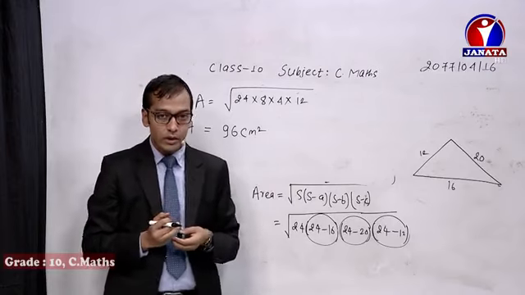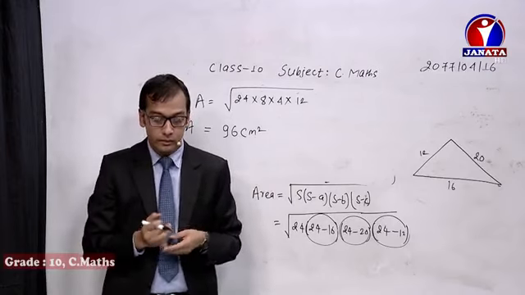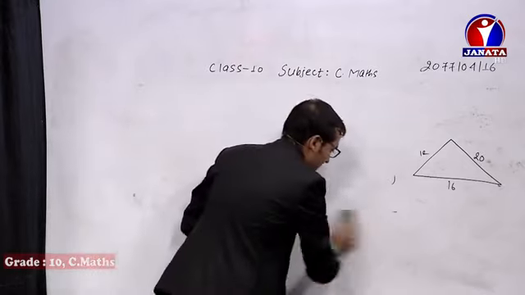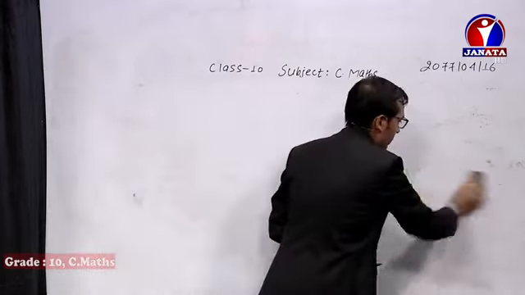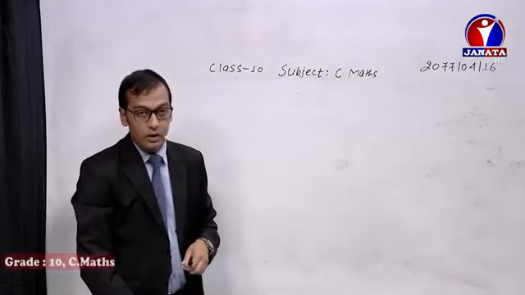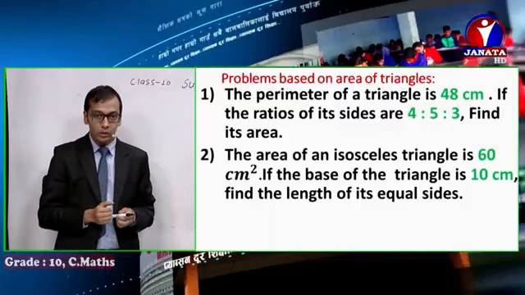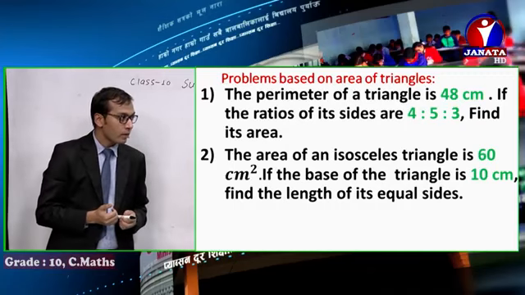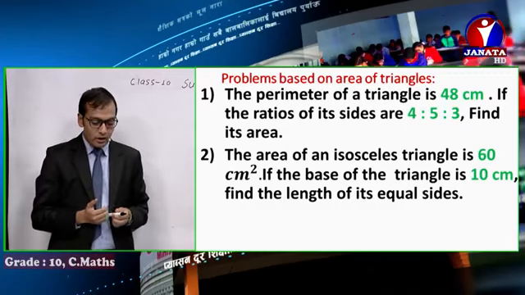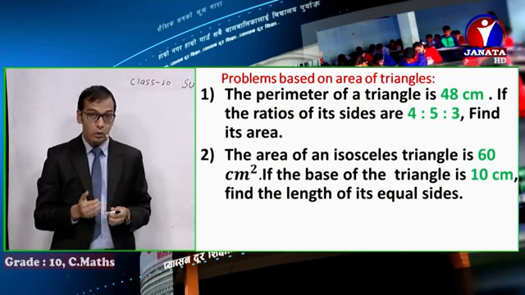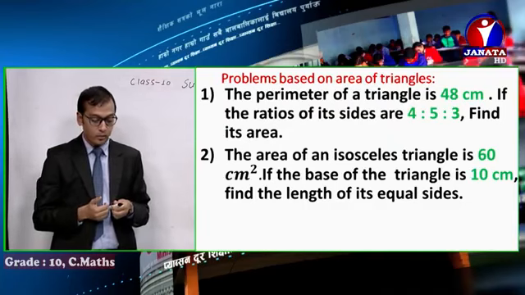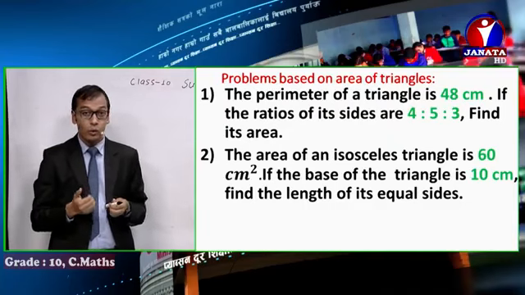So we can read out the question on the slide now. It's question number 2. I'm taking the second question based on an isosceles triangle. Let me read out the question here. The area of an isosceles triangle is 60 square centimeter. If the base of the triangle is 10 centimeter, find the length of its equal side.